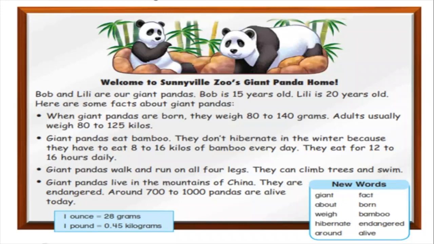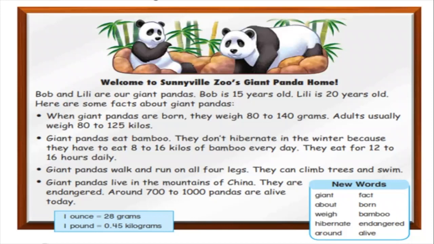Some animals are endangered, so we have to keep them safe. Endangered, exactly, means at risk of extinction. They are endangered. Around 700 to 1000 pandas are alive today. All the pandas living now in the whole world are only 700 to 1000. Okay, alive is an adjective meaning living. Exactly.